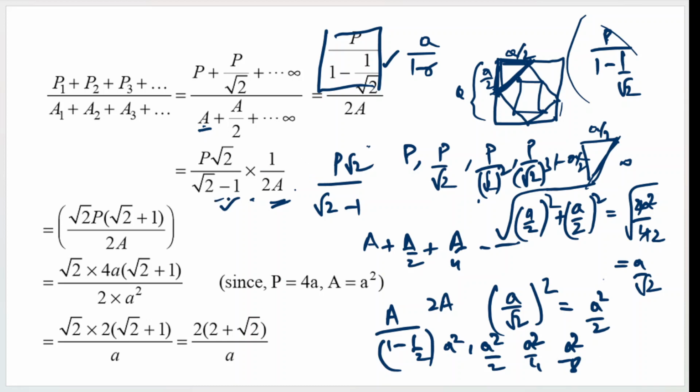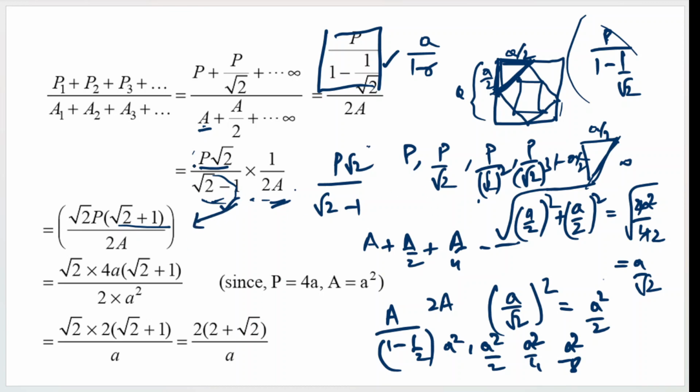Now we can rationalize the denominator by multiplying root 2 plus 1 in numerator and denominator. The numerator becomes root 2 P into root 2 plus 1. In the denominator, root 2 minus 1 into root 2 plus 1 becomes 2 minus 1, since a square minus b square is a minus b into a plus b. So this becomes 1, and the 2A remains.